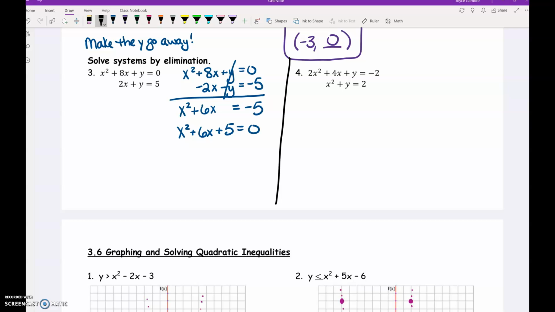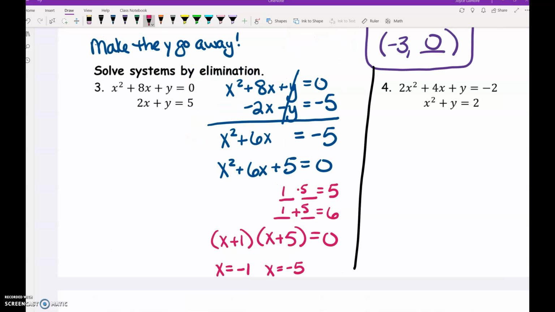So on your own, I'd like you to try factoring that and then see if you can figure out how to get the coordinates. So pause the video if you're watching the video, give this a try on your own. The pair of numbers is 1 and 5, so our factored form is x plus 1, x plus 5 equals 0. So our x solutions are -1 and -5. That means one of our answers is -1 something. Our other answer is -5 something.